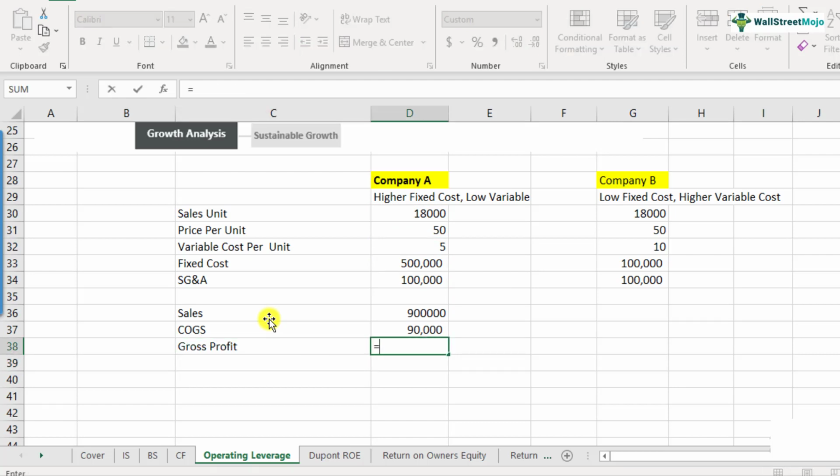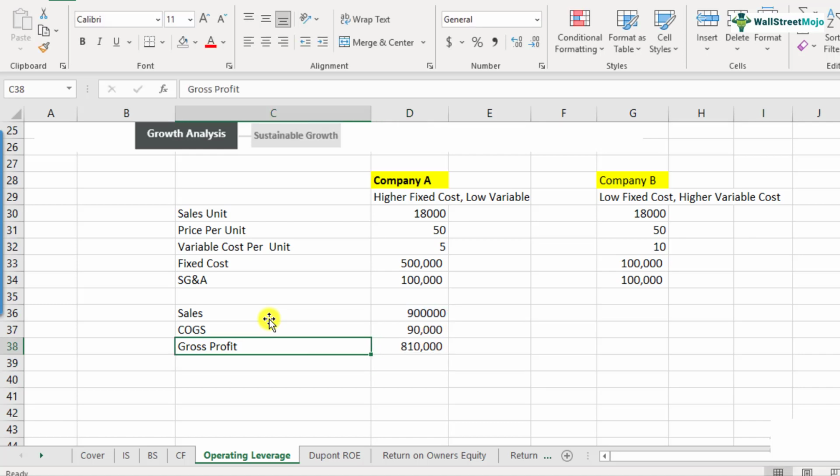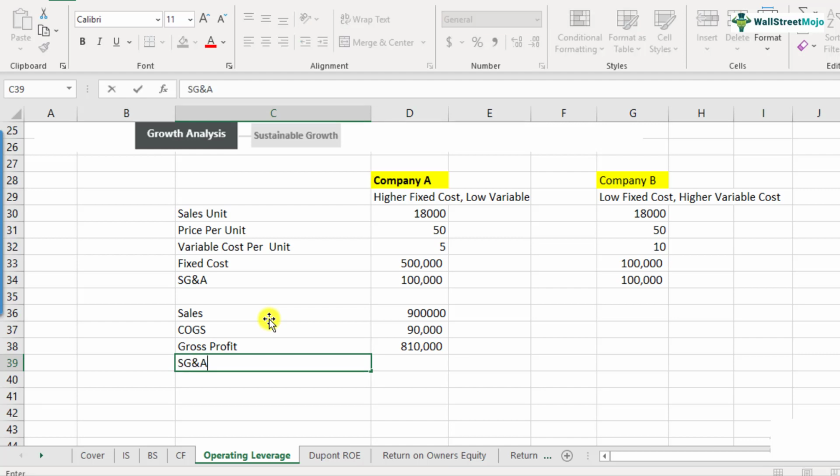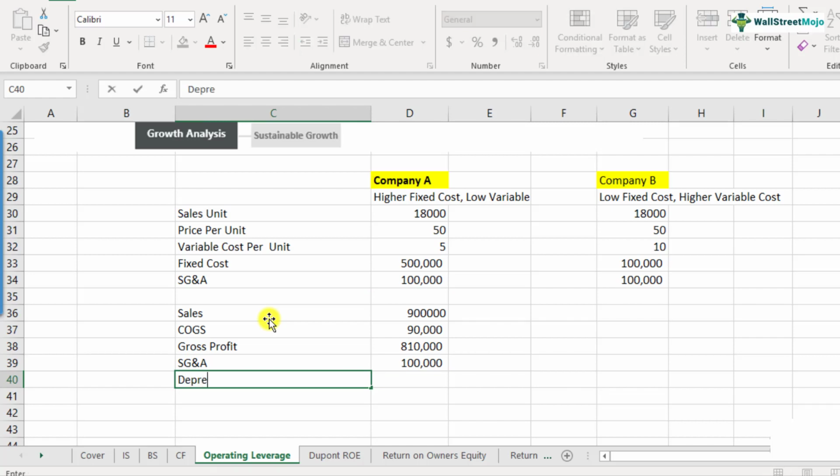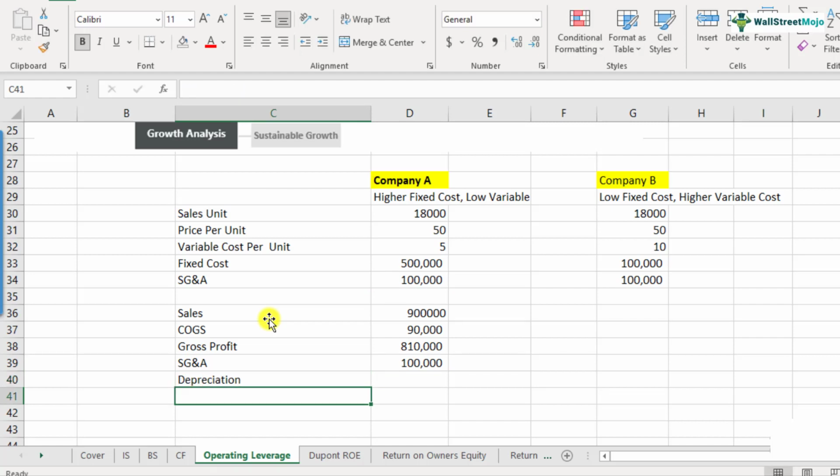This is equal to 900,000 minus 90,000. So that comes out to be 810,000. That is the gross profit. Now next comes the selling, general and admin expense. That is we have it as 100,000. And another item that will come because we have taken the fixed cost into our books: the depreciation expense.